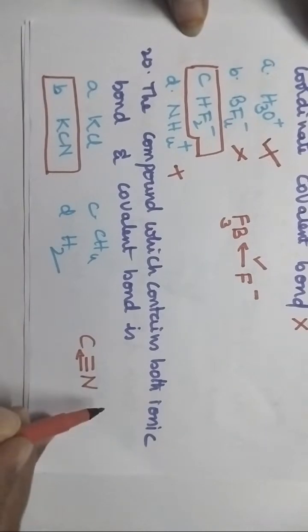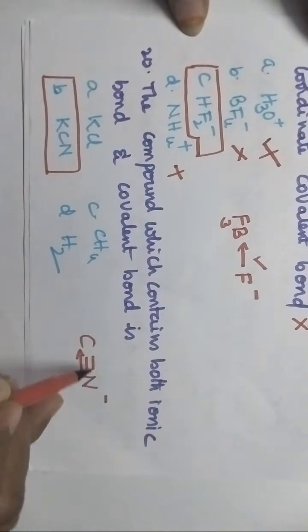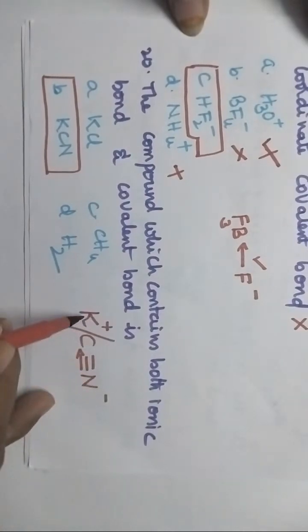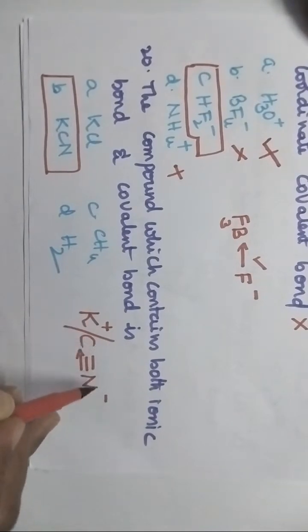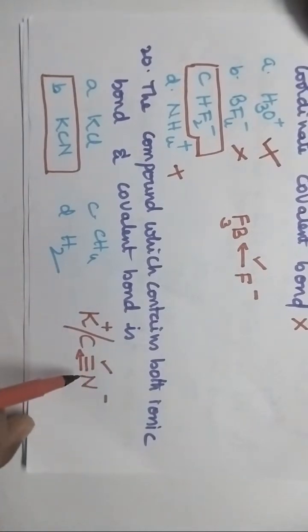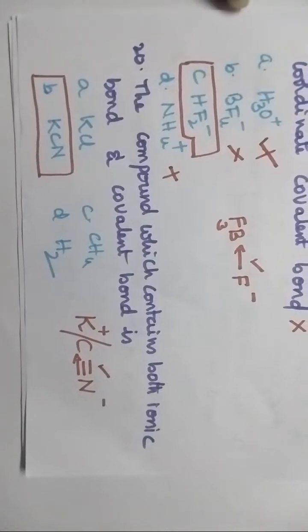CN minus contains coordinate covalent bond. Okay. So here, between potassium and CN minus ionic bond is present, between carbon and nitrogen covalent bond is present. So KCN contains both ionic and covalent bonds. So option B, very good Sai and Banu. So option B is the right answer. Clear?